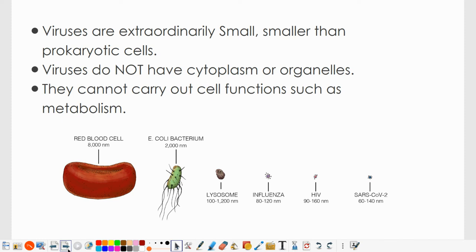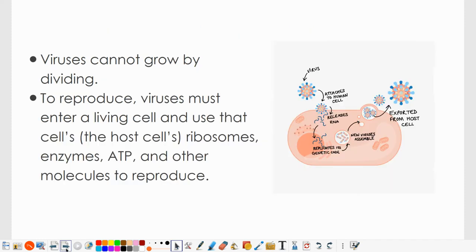Viruses do not have cytoplasm or organelles. They are incredibly simple structures. They cannot carry out cellular functions such as metabolism because they don't have any organelles. Viruses cannot grow by dividing. They don't do binary fission like prokaryotes do. They don't do mitosis and meiosis like the eukaryotes do. In fact, they cannot reproduce on their own. Again, one of the things that living things have to be able to do.